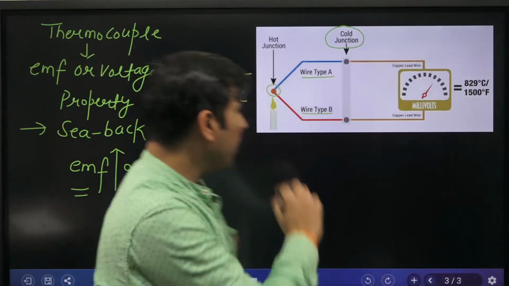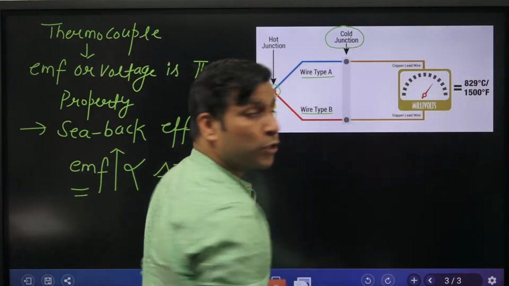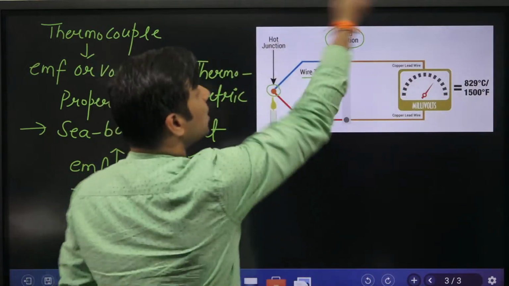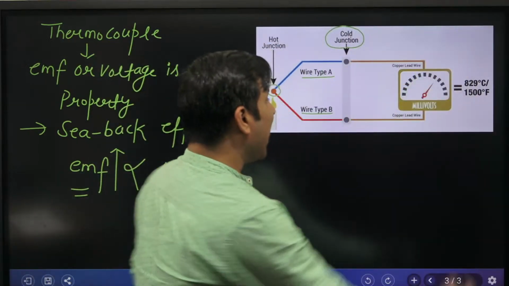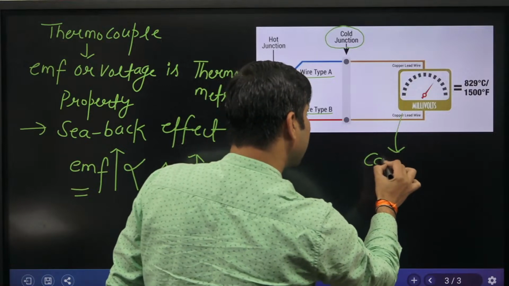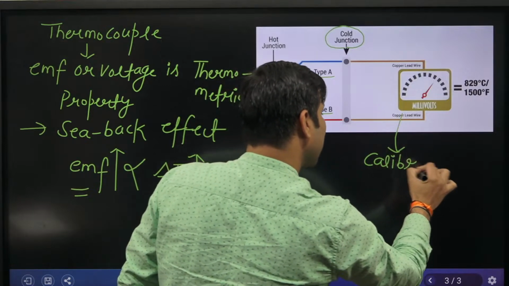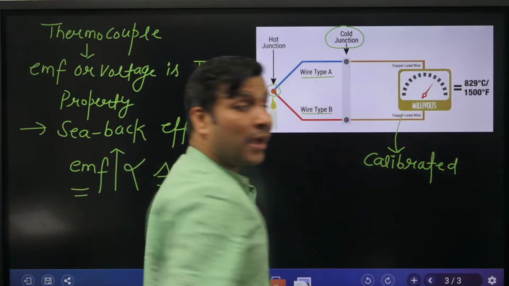If the temperature difference is small, the EMF produced will be small, and if the temperature difference is large, the EMF produced will be large. And this EMF produced we have calibrated.